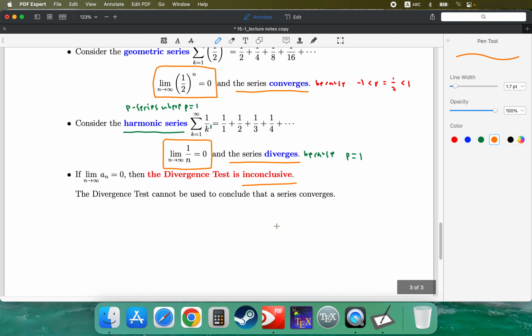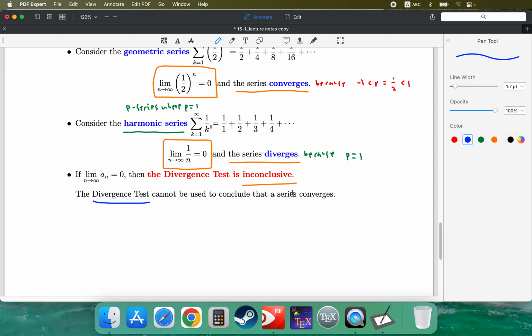Finally, the reason I put all this together is because I want you to avoid these kinds of mistakes that students made in the past. The divergence test cannot be used to conclude that a series converges. This is important because you can see from the name of the test, it is called the divergence test, so it only tells you about the divergence.